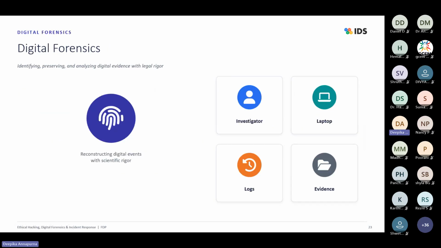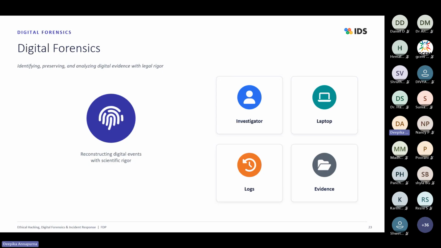Next, coming to the interesting topic, digital forensics. I think you people have heard about forensics, right? Yes or no? So, when you hear the word forensics, immediately what question will rise in your mind, right? Something happened, let's say, some issue happened. What will be your immediate question?